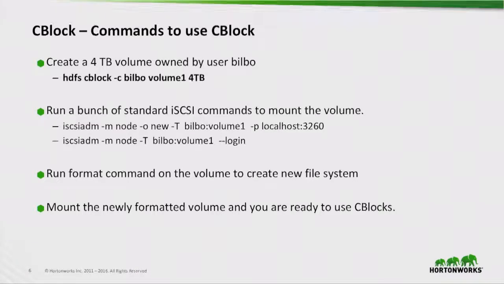And then after that, you can run a bunch of standard iSCSI commands, which basically will mount the CBlock volume as a local iSCSI target, and then use the second iSCSI admin command to connect to the local iSCSI target. And after that, you will have a local block device surfaced in your local Linux operating system. And then formatting and mounting is just like a normal volume.